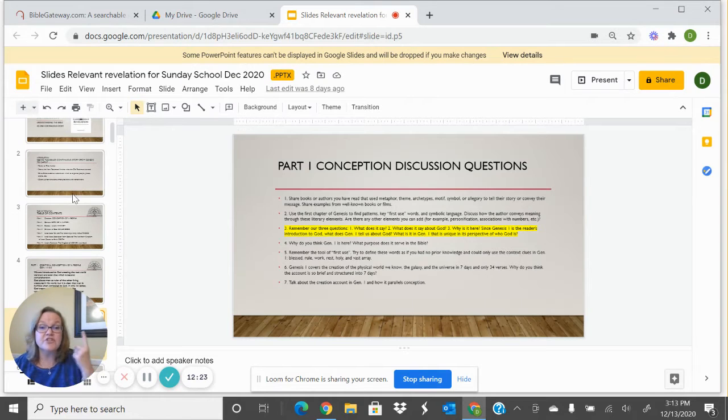What does the passage say? Why? What does it say about God, and why is it here? Genesis 1 is the reader's introduction to God. What does it tell us about God? Imagine the Bible, or imagine Genesis without chapter 1, without the 6 to 7 days creation. That teaches us something about God.